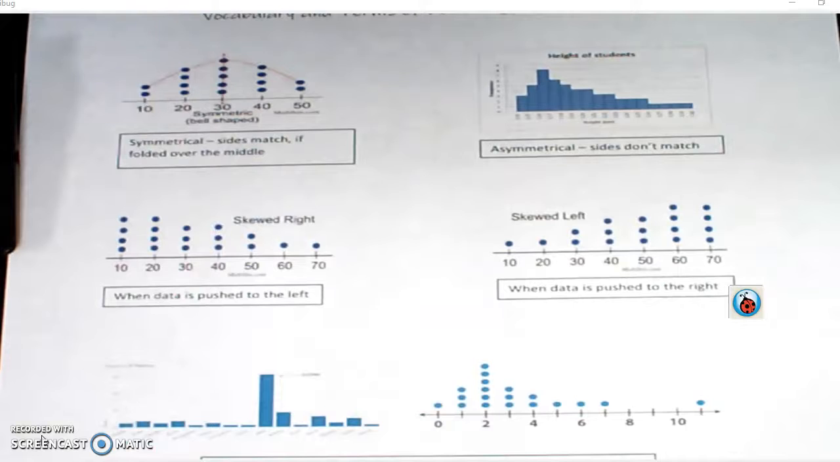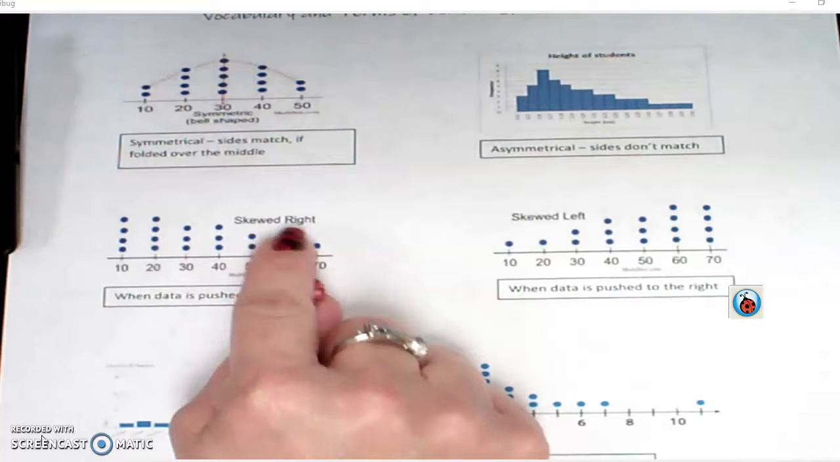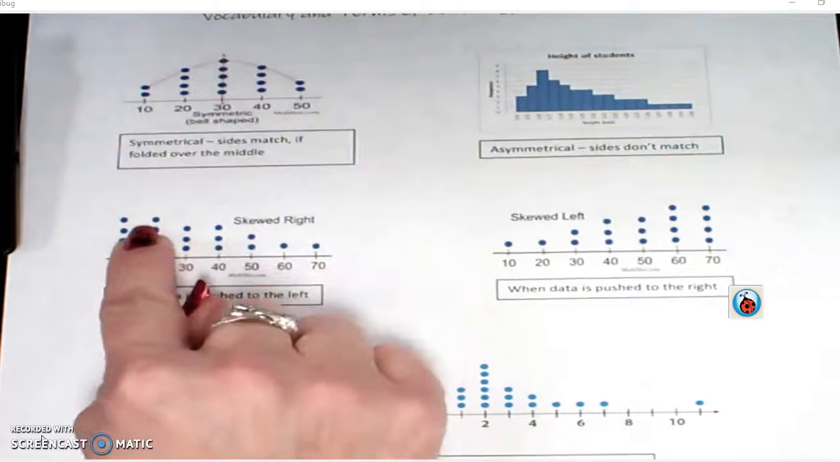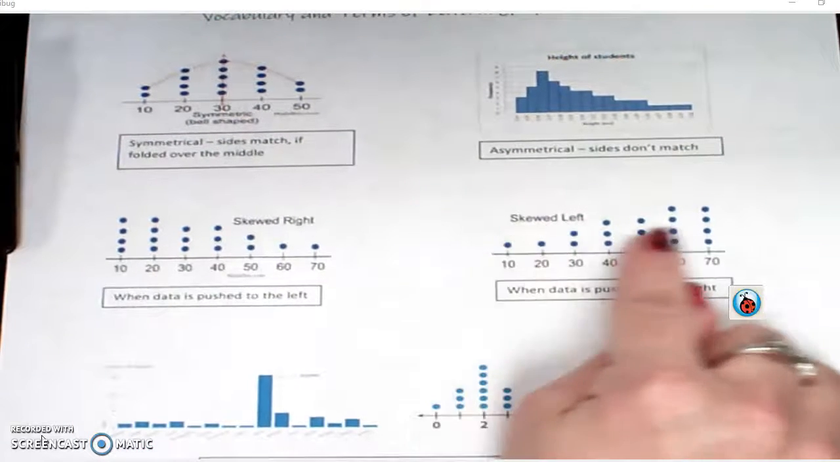It can be skewed right or to the left. Now, contrary to the name, skewed right is actually when all the data is pushed left. Skewed left is when all the data is pushed to the right.